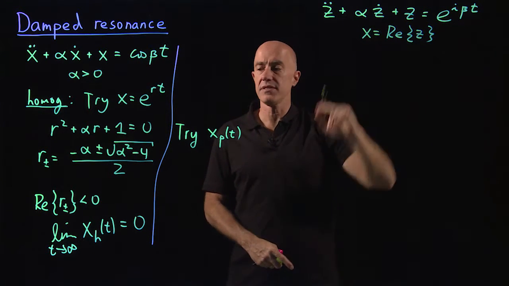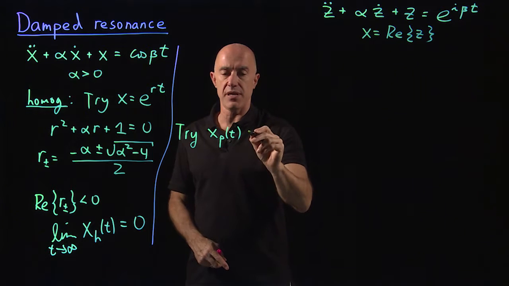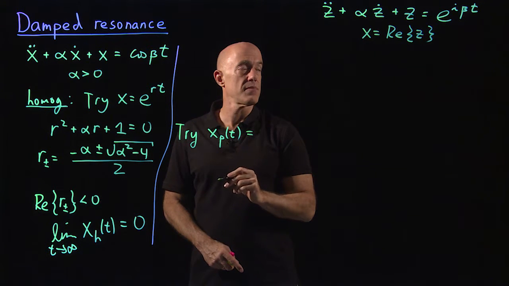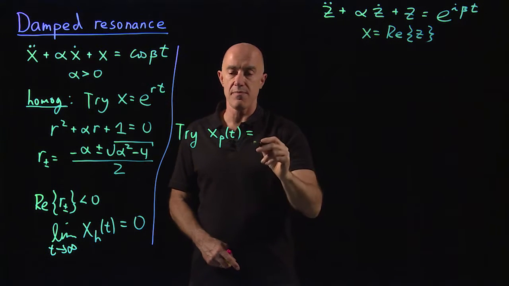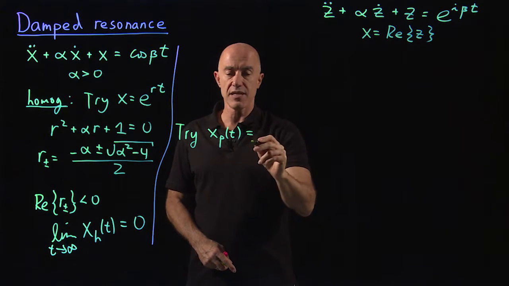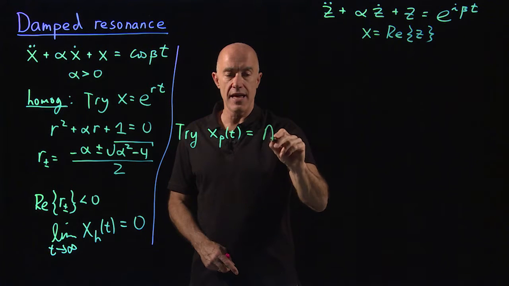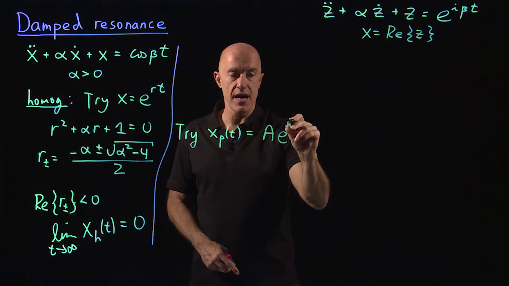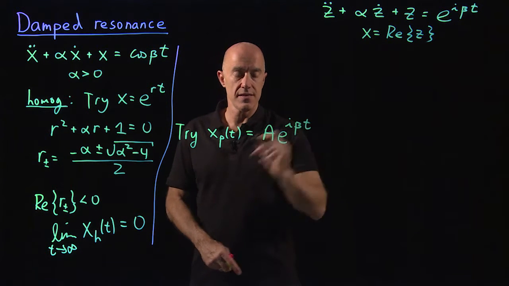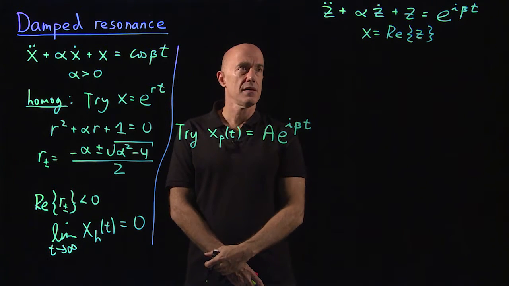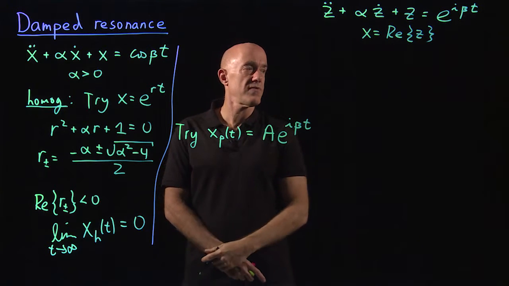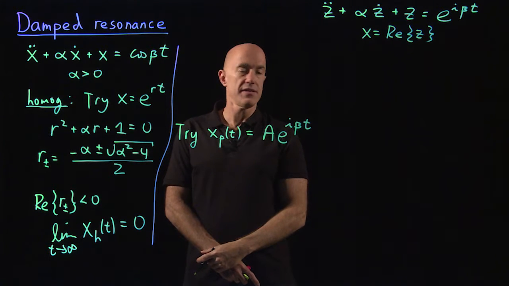So to solve this equation, we're going to try z_p equals some constant times, matching the right-hand side, e to the i beta t. So we're going to try z_p of t equals A times e to the i beta t. Okay, substitute in the second derivative, z double dot.